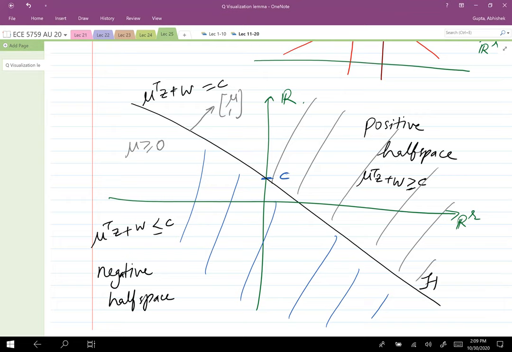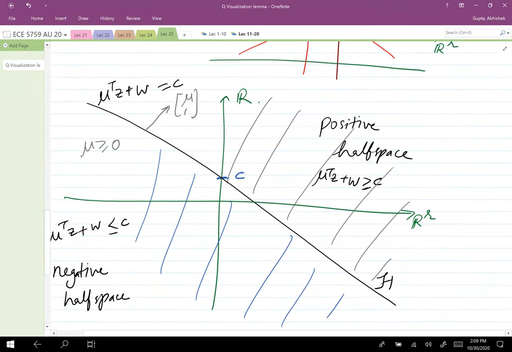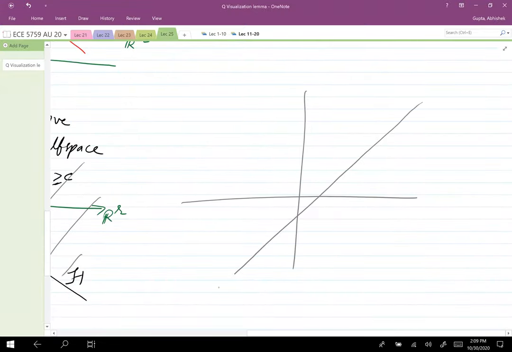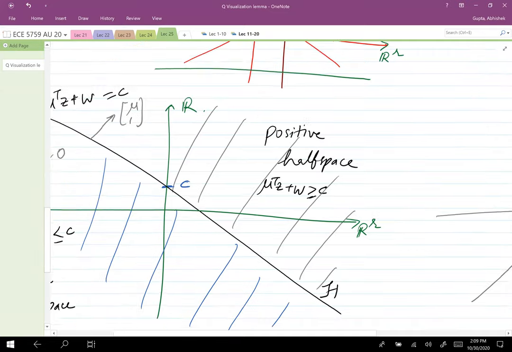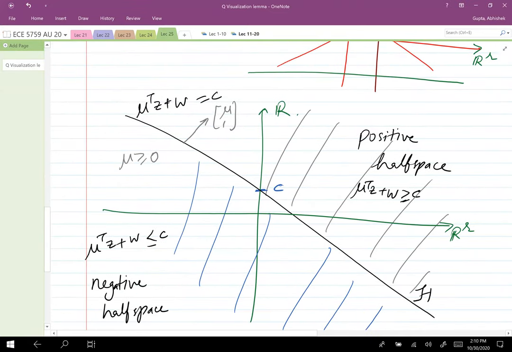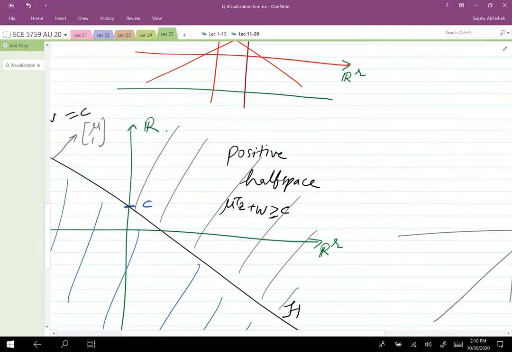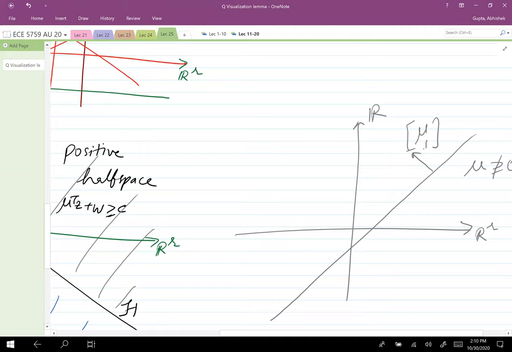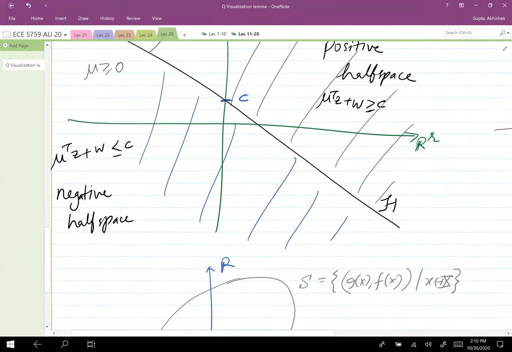I want to contrast this with a hyperplane that, if your hyperplane was like this, then your mu is not greater than or equal to zero. The normal would be mu one. This is the normal vector to the hyperplane. And here mu is not greater than or equal to zero. But in this case, mu is greater than or equal to zero. So your hyperplane has to be slanting in this way in order for mu to be greater than or equal to zero. This is something you can see from just plotting the hyperplanes and looking at the expressions. If you plot the hyperplane in this way, you will find that mu is greater than or equal to zero. If you plot the hyperplane this way, you will find that mu is not greater than or equal to zero. Some elements of mu may be less than zero.